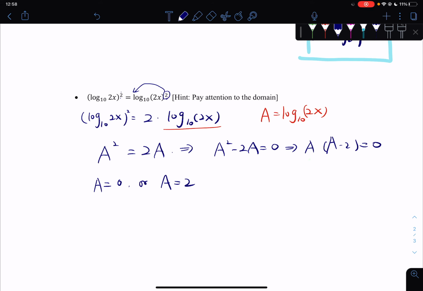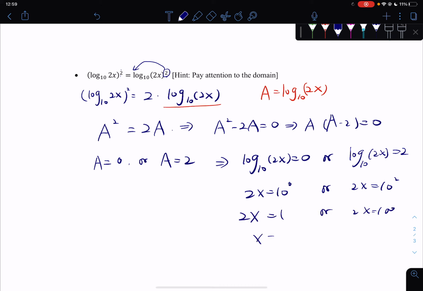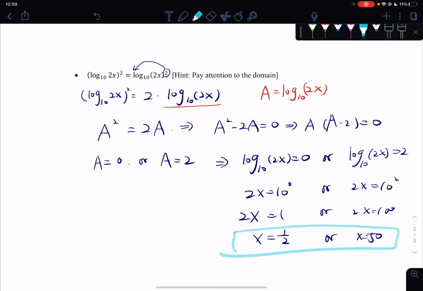And once we got here, I realized it means log 10 of 2x is either 0 or log 10 of 2x is 2. So in other words, 2x is 10 to the 0 or 2x is 10 squared. So 2x is 1 or 2x is 100. So x is either 1/2 or 50. I can take a quick look, both of which can be plugged back into my original function and this equation still holds. So I know that this is supposed to be my final answer and I have 2 answers here.